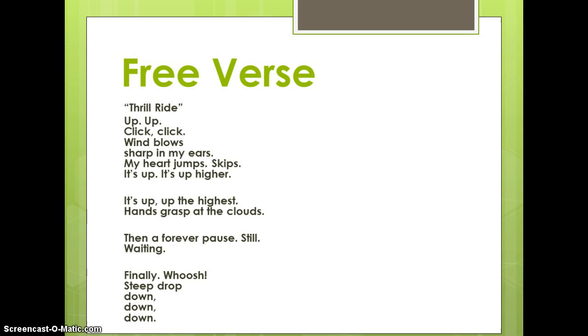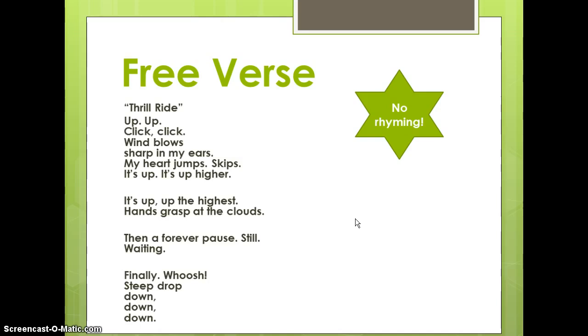So, let's look. Does this poem rhyme like the other poems we've looked at? Up, click, blows, ears, skips, higher? Nope, no rhyme here. So, we know this is a poem in free verse. But there actually are still several poetic devices here that show us that it's a poem. First, look at it. Its form is clearly in a poetic structure, with stanzas broken up and not written all across the page as you would see in prose or novels or stories.